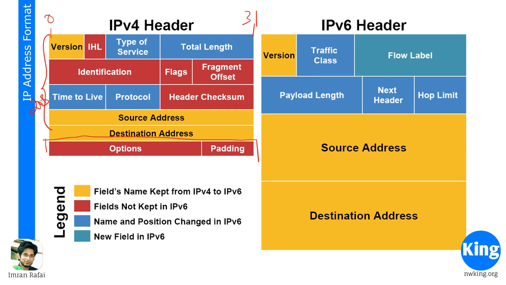It's a 20-byte header, right? So the header size is 20 bytes. If it has options, it could be more. So by default, the minimum length of an IPv4 header is 20 bytes, whereas IPv6 does not have a minimum. It has a fixed header size. It is 40 bytes long. Right, 40 bytes is the IPv6 header, and 20 bytes minimum is the IPv4 header.